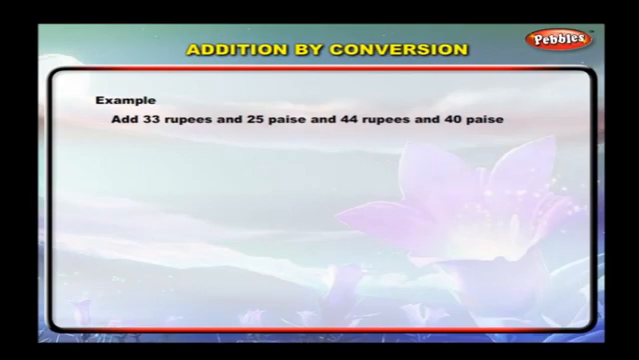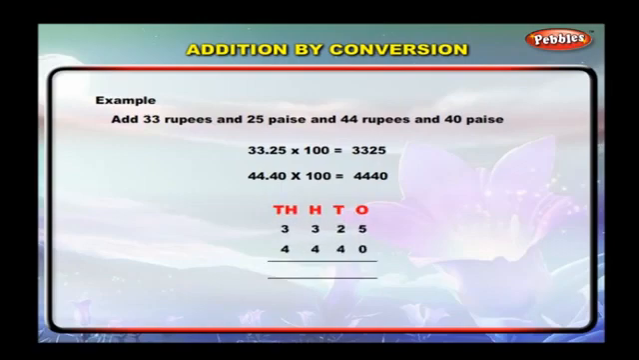Step 1. Convert the amounts into paise, that is, multiply by 100. 33.25 into 100 is equal to 3,325 and 44.40 into 100 is equal to 4,440. Step 2. Arrange the amounts in columns.